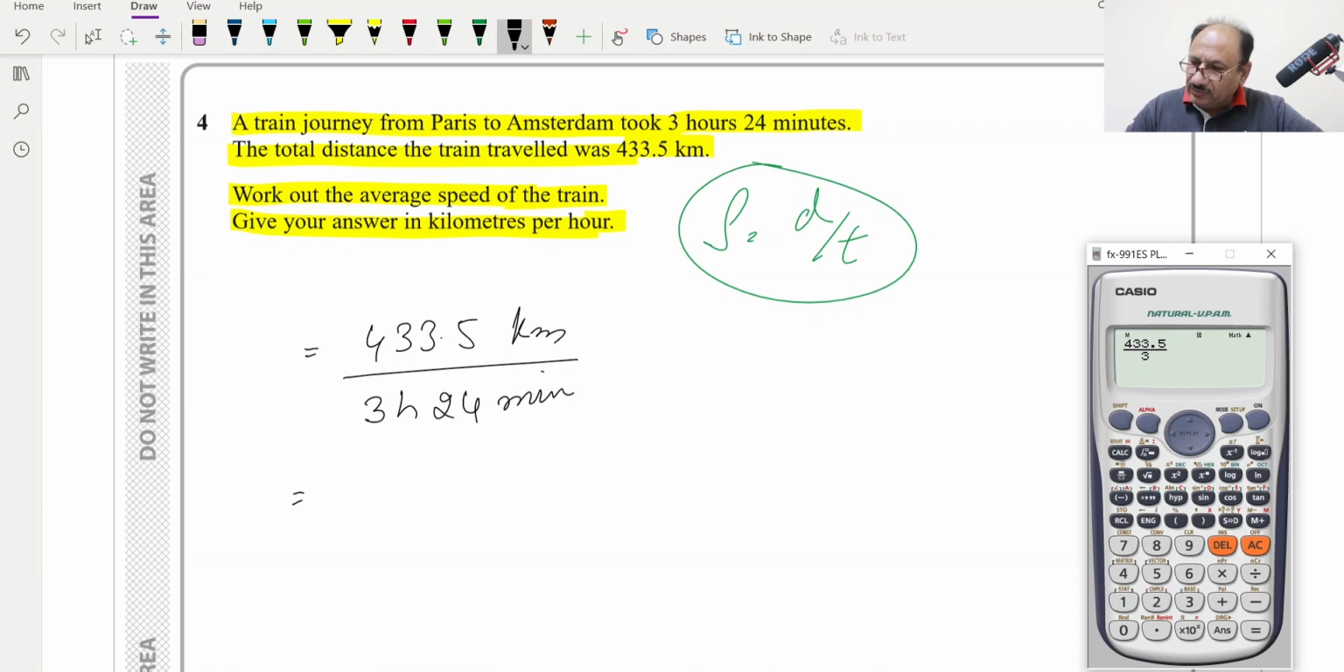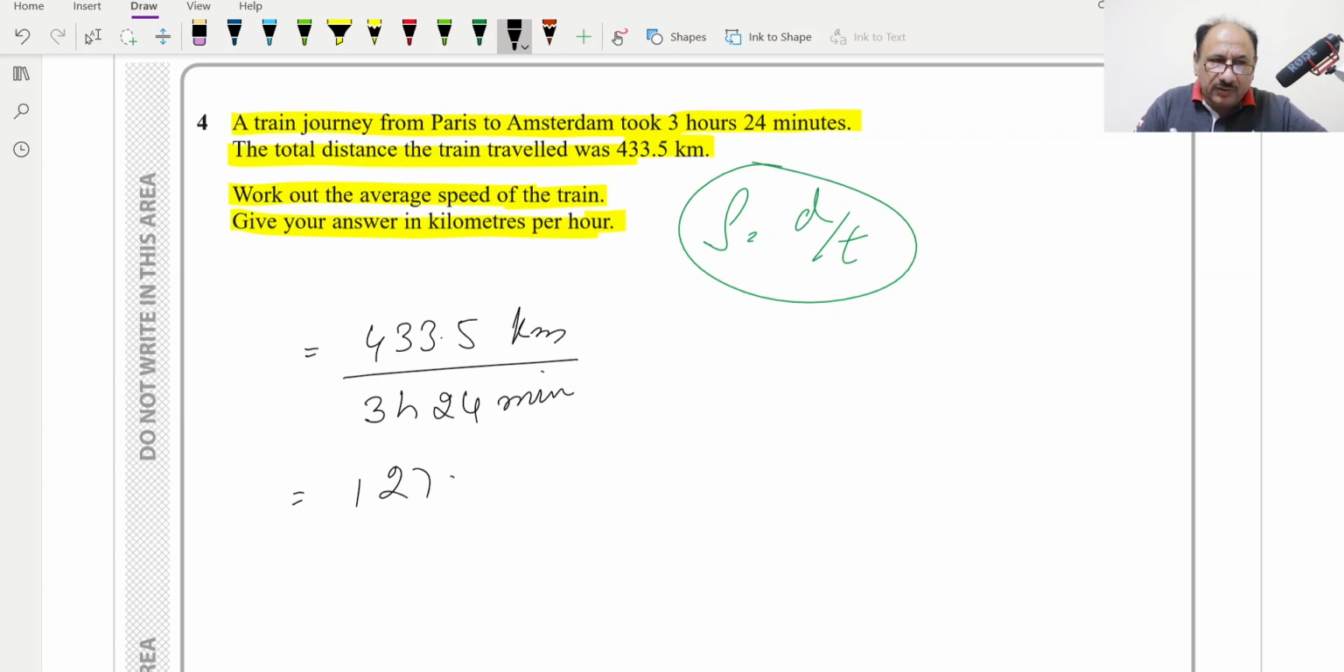This is the R button, this one 3 hours and 24, again the R button, this one the time button. So 3 hours 24 minutes, and this will be equal to 127.5, and this will be kilometers per hour.